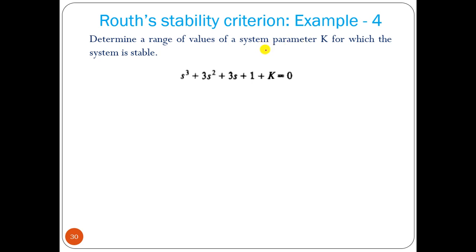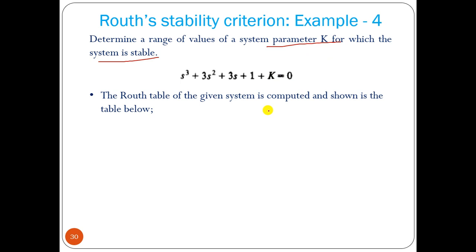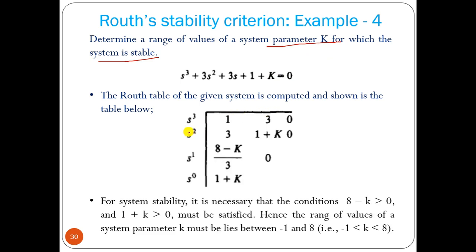Now this is another type of problem: determine the range of values of a system parameter k. We have a system parameter k, and we have to find its range for which the system is stable. For that we can form the Routh table. So S cube is the factor, S square, alternately you write the coefficients 1, 3, 3, and this is your constant term. Instead of having one simple constant C, we have a term with k. Now we can vary k so that your system will be stable. That is the controller.